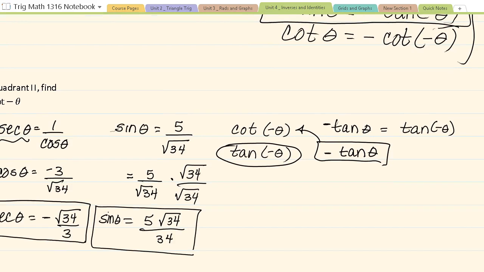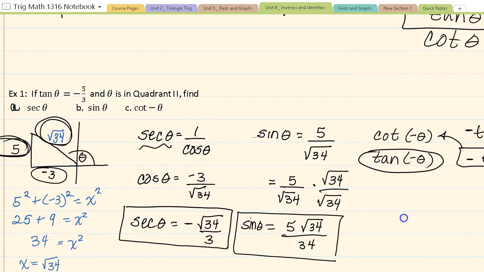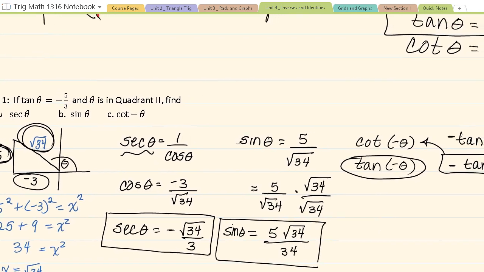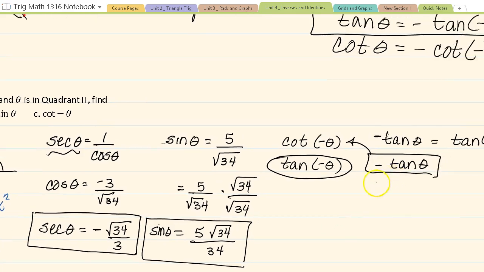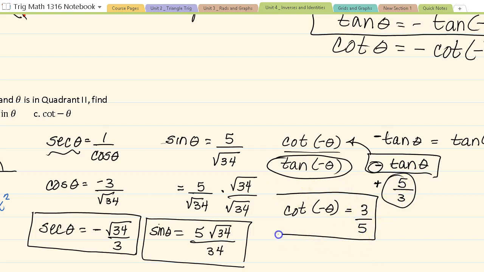So looking back at our graph, we see that tangent of theta is given as negative 5 over 3. Then I need to put a negative on the outside, so it's going to be positive. Now I'm looking for the cotangent. So I'm going to find that the cotangent of negative theta is going to equal the reciprocal of this, which is 3 over 5. And that finishes up example number 1.